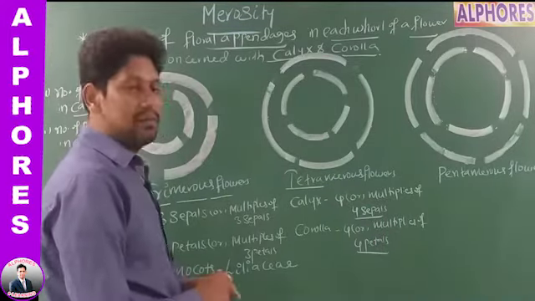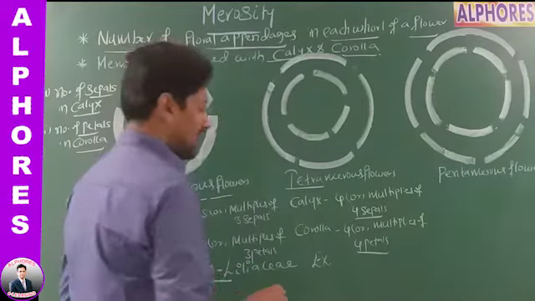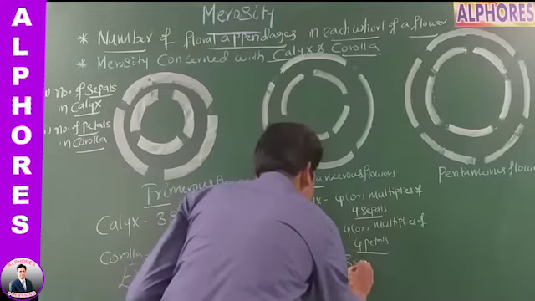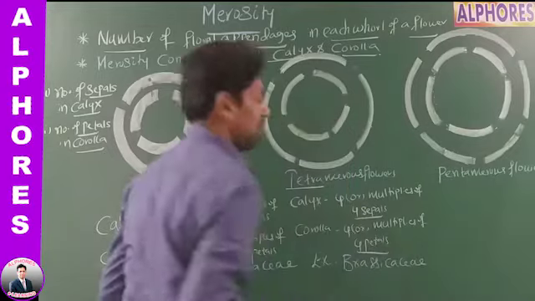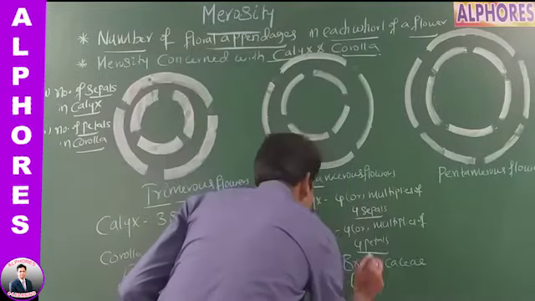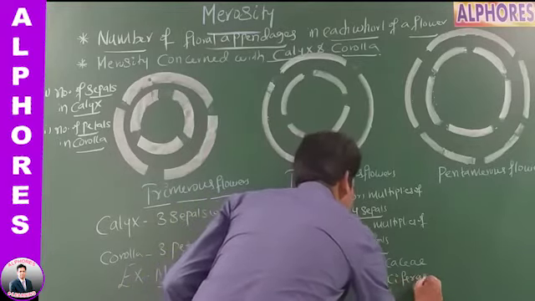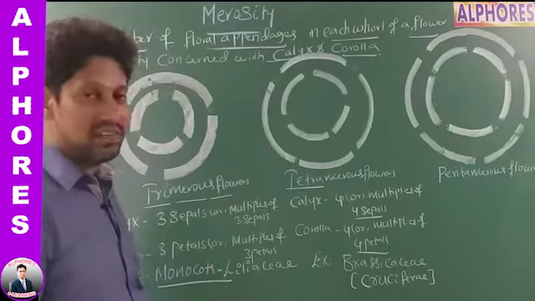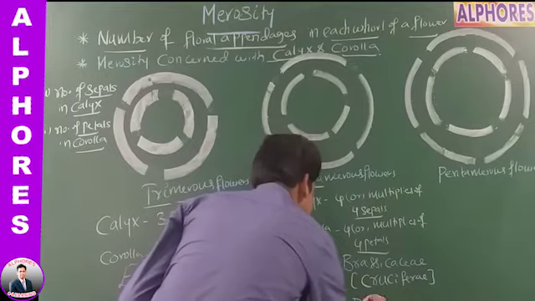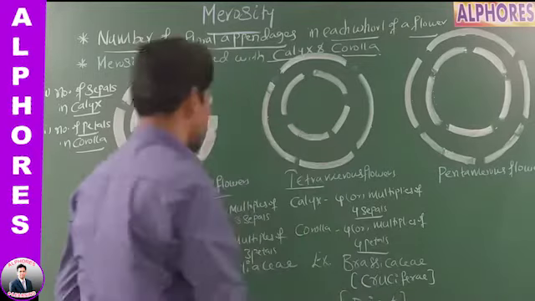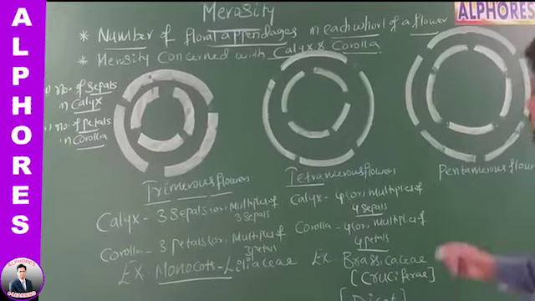Okay. Go for example of tetramerous flower. What is the example for tetramerous flower, sir? Brassicaceae family. Which family? Brassicaceae family. The previous name of Brassicaceae family is Cruciferae family. What is the old name of Brassicaceae family? Cruciferae family. Sir, Brassicaceae is a dicot family or monocot family, sir? It's a dicot family. Whereas Liliaceae is a monocot family. Is it okay? Right. Now go for the third one.